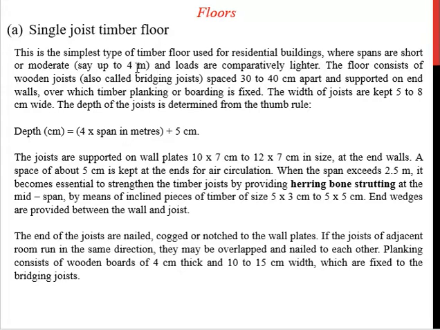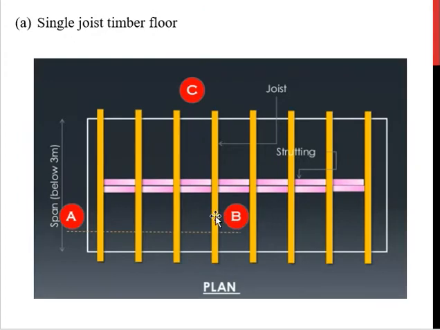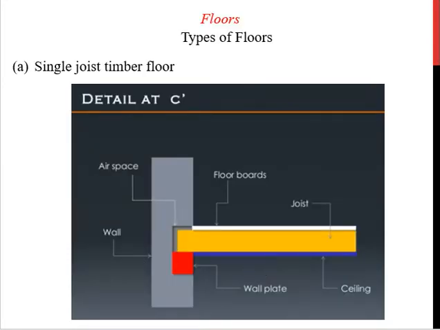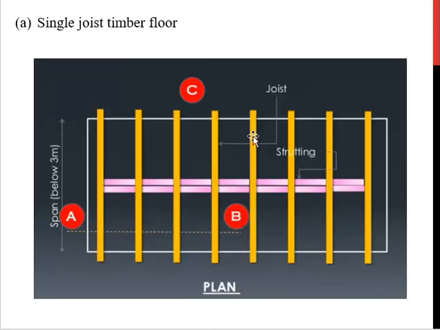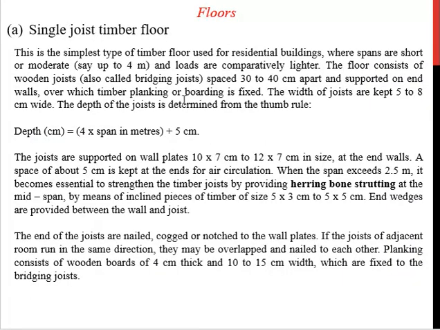Here again we have the span less than 4 meter, and the distance between the two joists is 30 to 40 centimeter. So it is basically talking about this distance between two consecutive joists, that should be between 30 to 40 centimeter. If you look into the plan, this is the distance, 30 to 40 centimeter, that it is telling about.